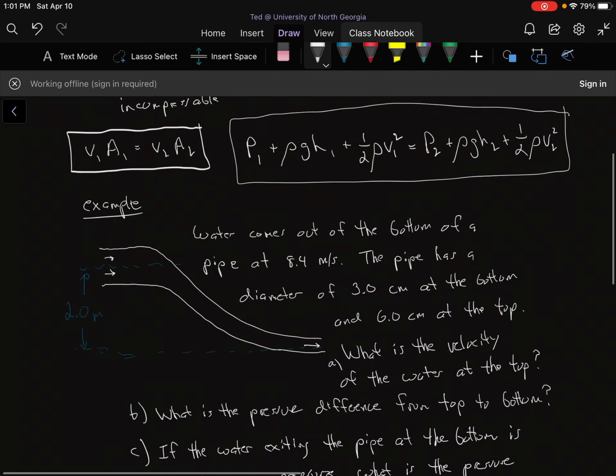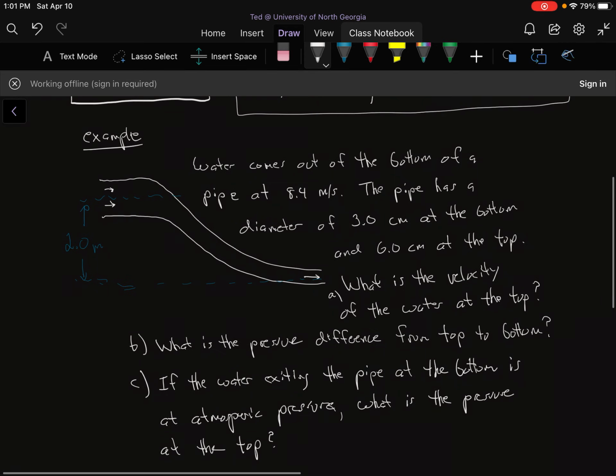So here's the example problem I want to look at. We've got fluid flowing into the top of a pipe. It goes downhill and then comes out the bottom of the pipe. So water comes out of the bottom of the pipe moving 8.4 meters per second. The pipe has a diameter of 3.0 centimeters at the bottom and 6.0 centimeters at the top. What is the velocity of the water at the top? What is the pressure difference from the top to the bottom? And if the water exiting the pipe at the bottom is at atmospheric pressure, what's the pressure at the top?